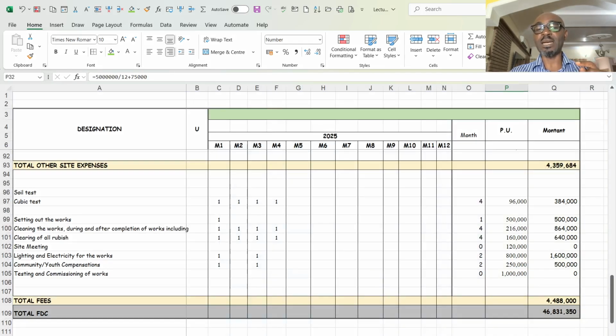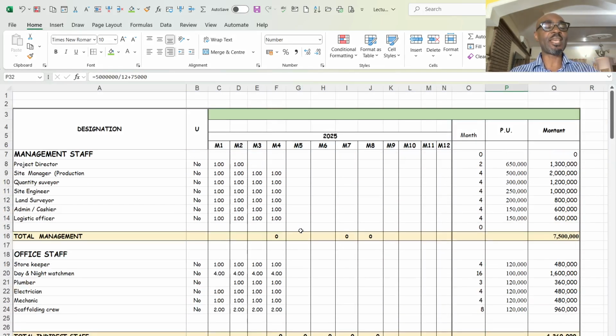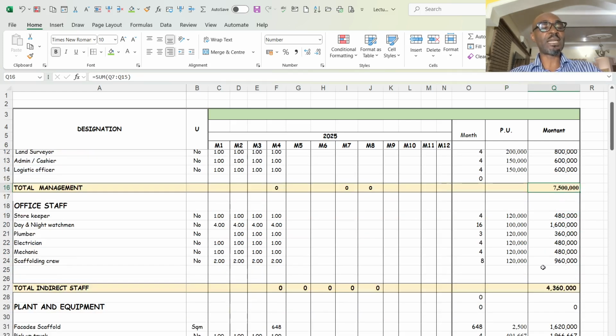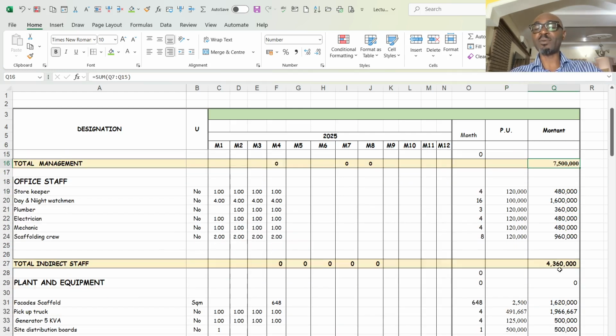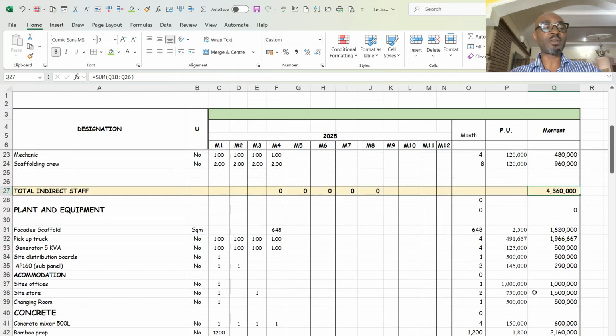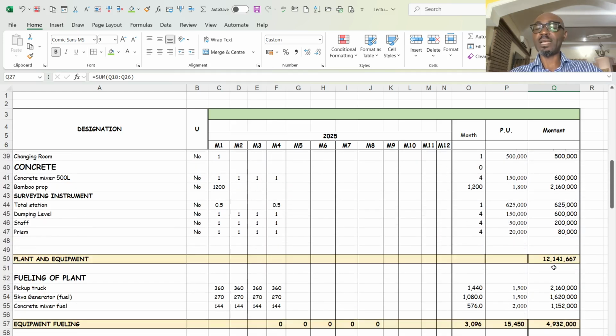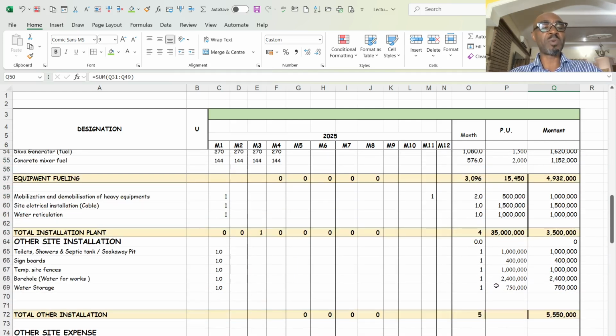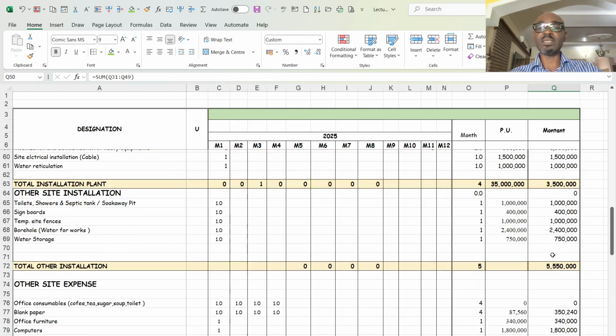As you can see, I have a sheet here where I captured the cost for the management staff, which is 7.5 million. I capture the other indirect staffs. I capture their amount as 4.3 million. I capture plant and equipment as 12 million. I captured fuel as 4.9 million. Mobilization, site installations and all, and water reticulation, 3.5 million.